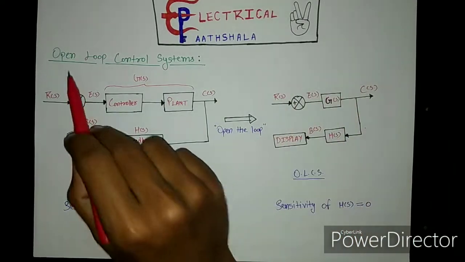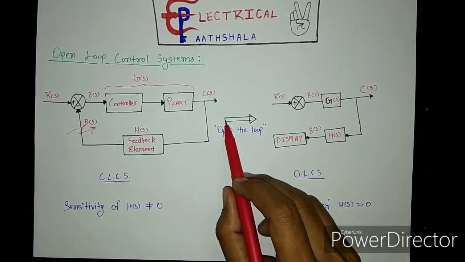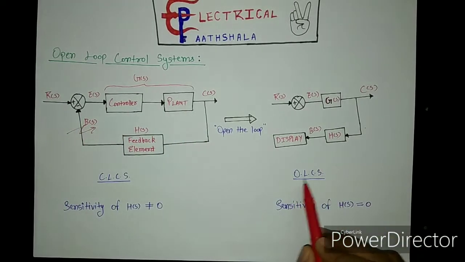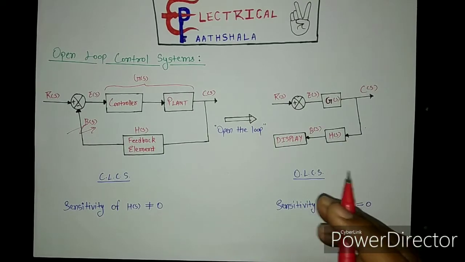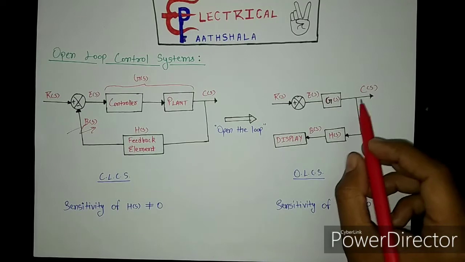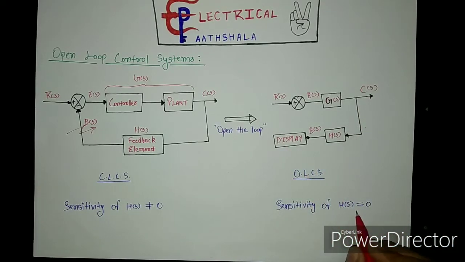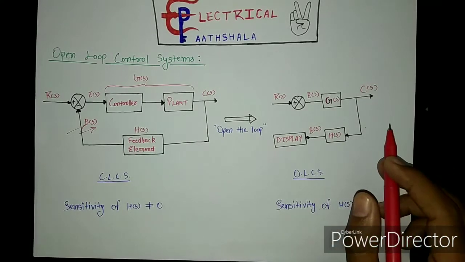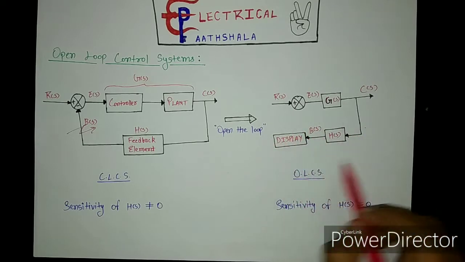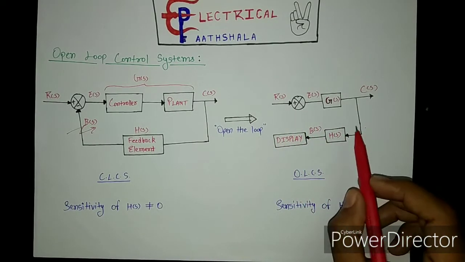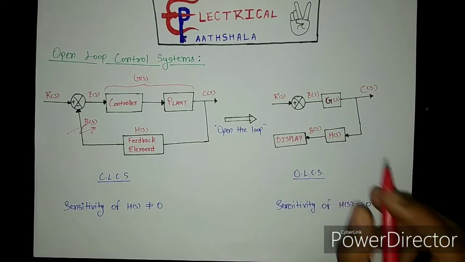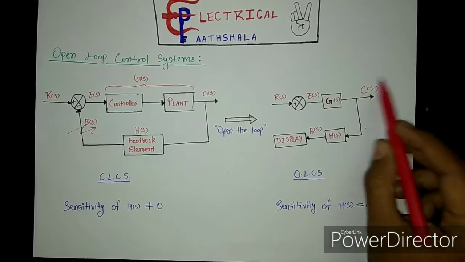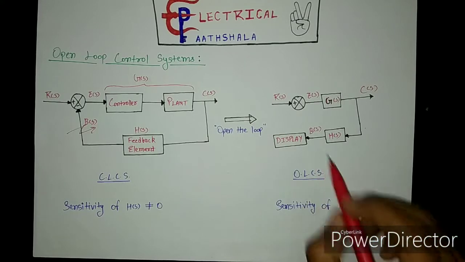Such systems are called open loop control systems, and the name also suggests: open the loop. As you can see, this is the loop. When we open this loop, we get our open loop control system. But what are the advantages of opening the loop? When we open the loop, the sensitivity of the feedback element, H(s), becomes 0. It means that the open loop control system is not sensitive to any disturbance that occurs in its feedback path. So even if there is a disturbance in the feedback element of an open loop control system, what will happen at most? This display will not work, but the output of the system will not get affected by that. So this is the advantage of opening the loop.